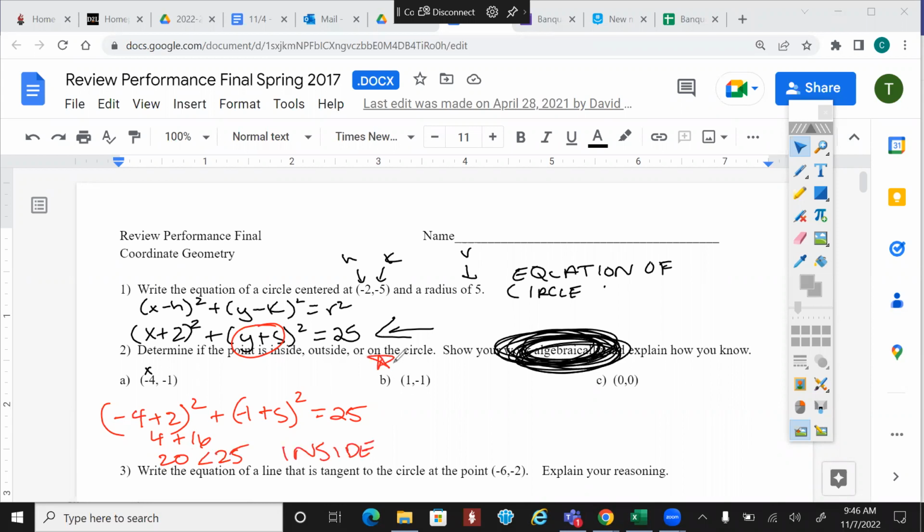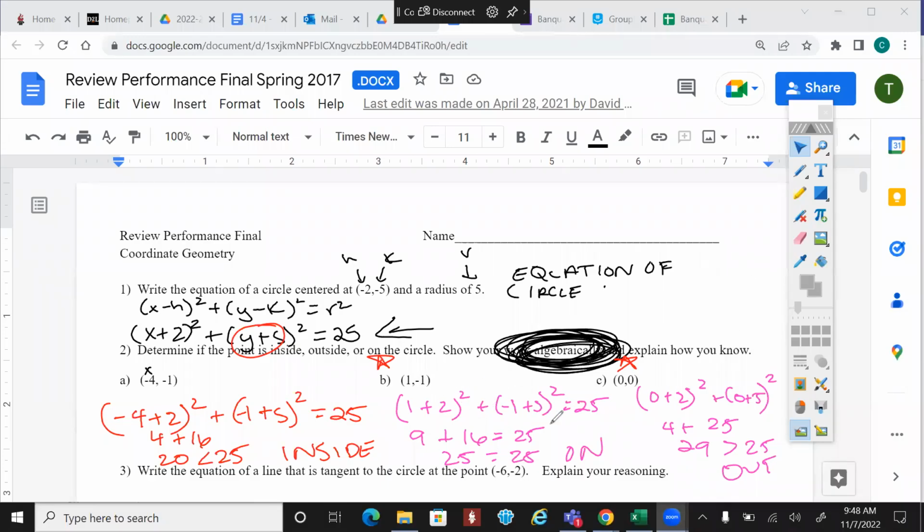Okay. Can you try B and C? Take a second, try those two. Here's what I got. For B, I got on the circle because 25 equals 25. For C, I got outside the circle because 29 was greater than 25. That makes sense? Anybody need clarification? What does it mean? So on that circle, on the line of the circle. Okay. Questions? Okay, so we're good on 1 and 2.